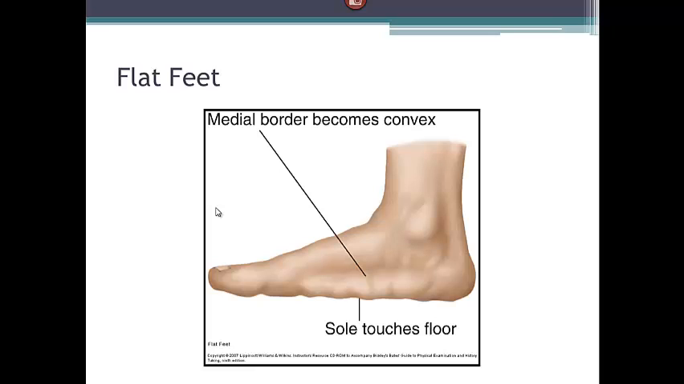Now let's talk about flat feet. Flat feet, or pes planus in Latin, is a postural deformity in which the arch of the foot collapses, with the entire sole of the foot coming into complete or near complete contact with the ground.